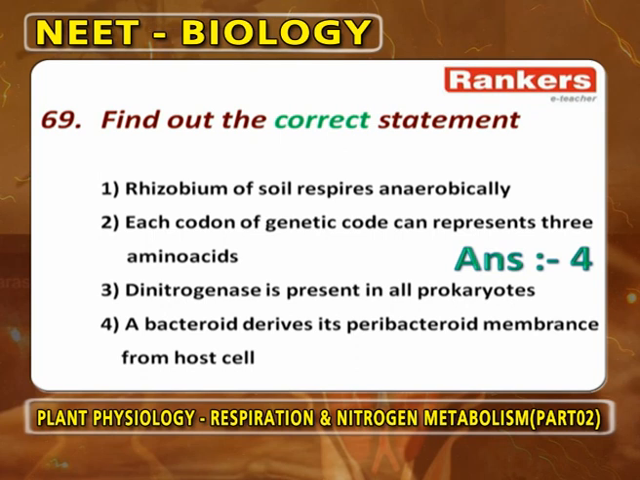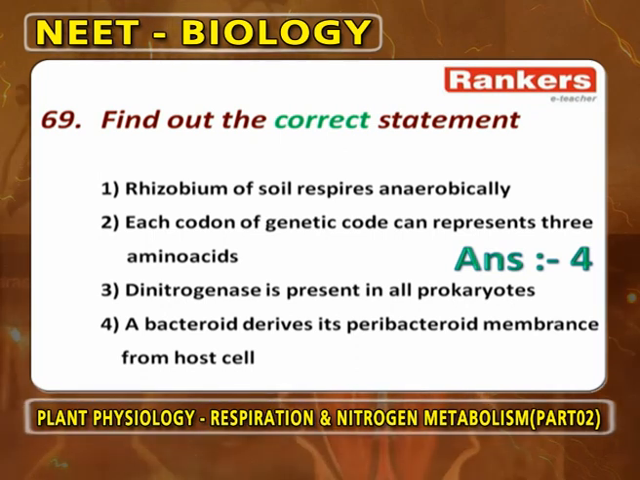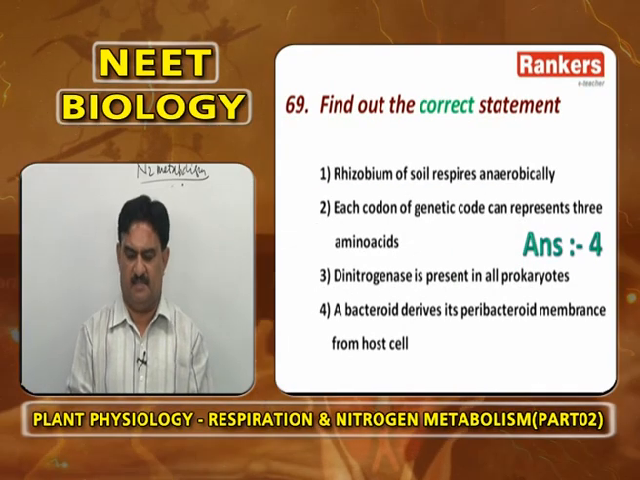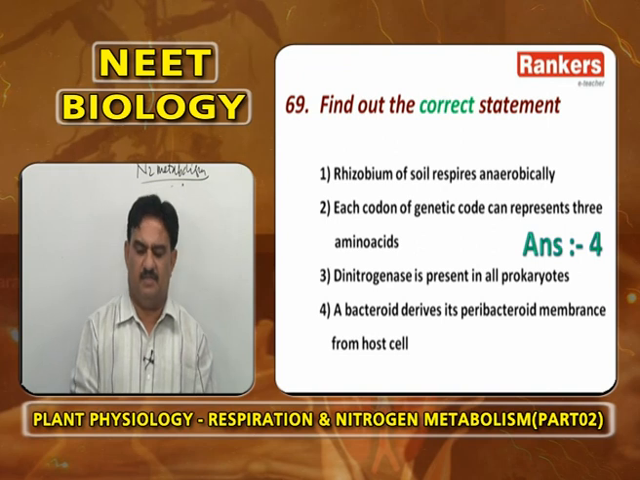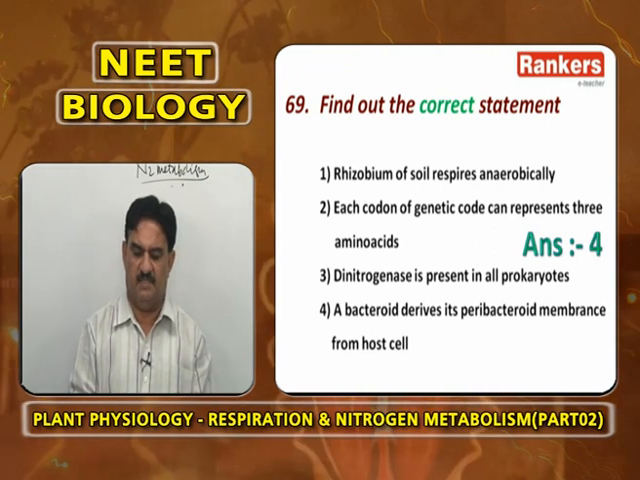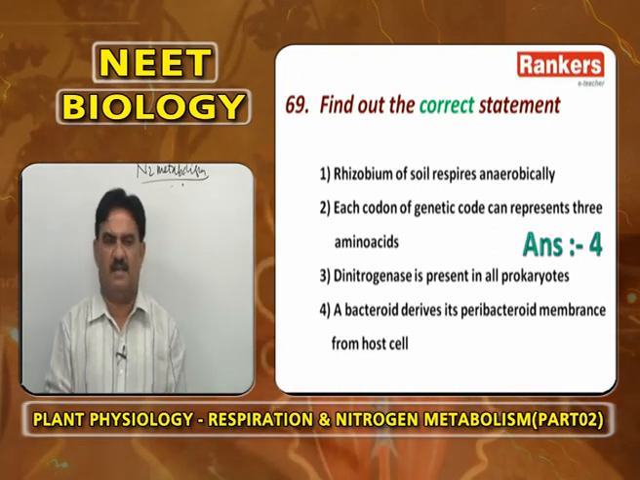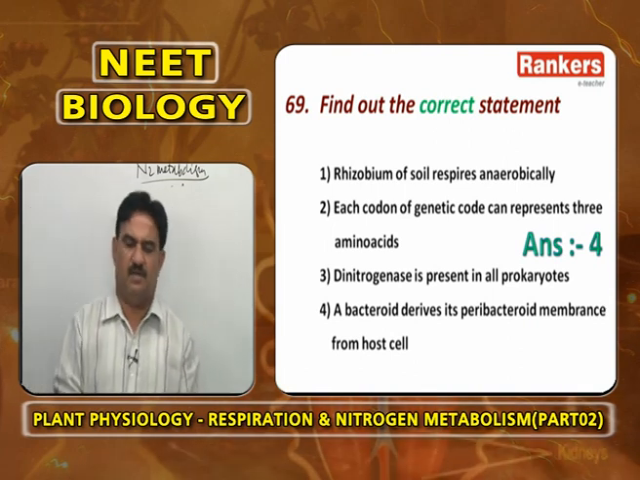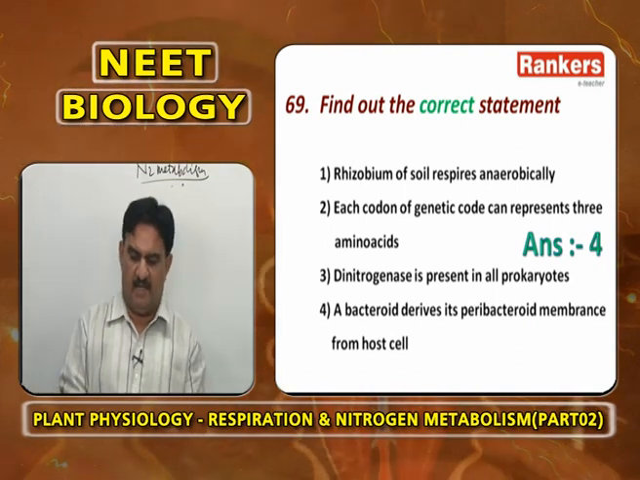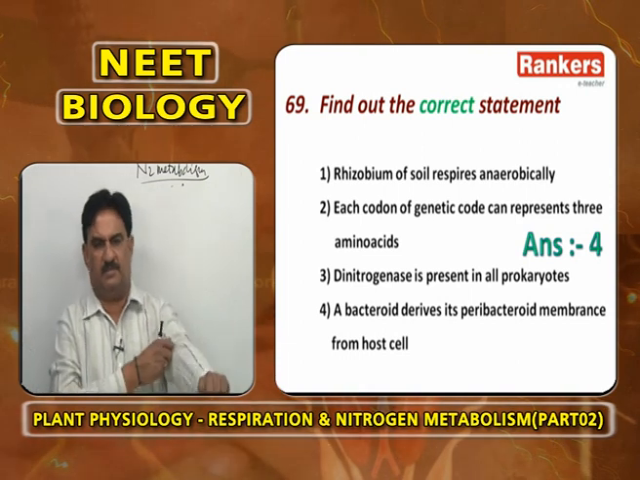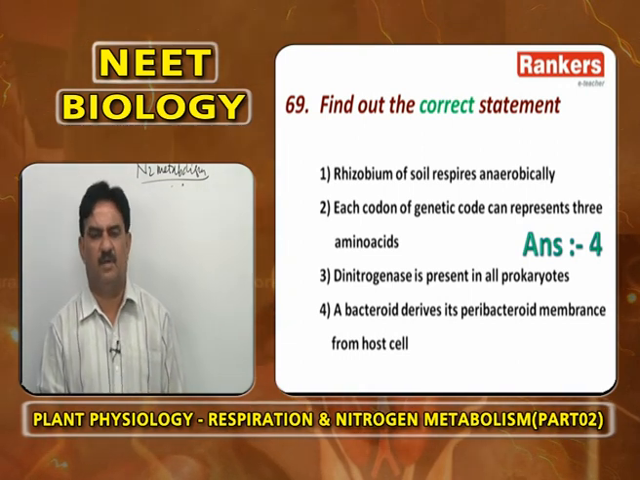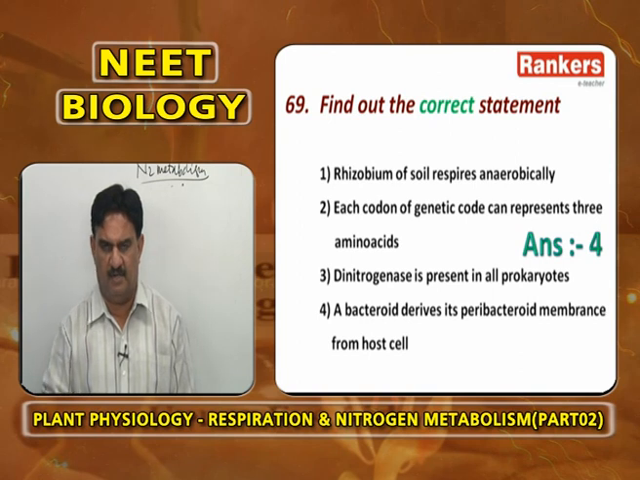Find out the correct statement. Rhizobium of soil respires anaerobically is wrong. It is an aerobic bacterium. Each codon of genetic code can represent 3 amino acids is also wrong. 3 nitrogen bases is correct. So each codon codes only 1 amino acid. Dinitrogenase is present in all prokaryotes is also wrong. It is present in only a few bacteria and blue-green algae.